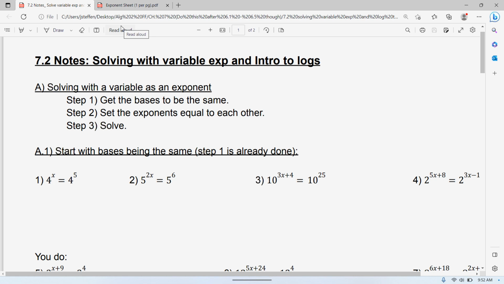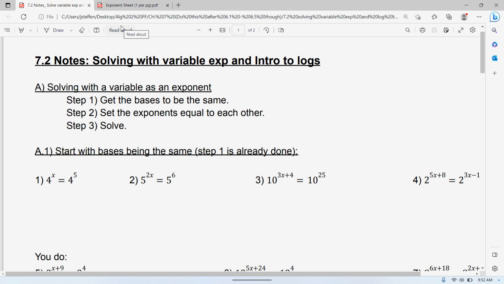The biggest thing is I broke it down for you. I try to break it into these steps. And so we are solving these exponential problems. And again, an exponential is a problem that has the variable as an exponent. First step is get that base to be the same. So you want both sides to have the same base.